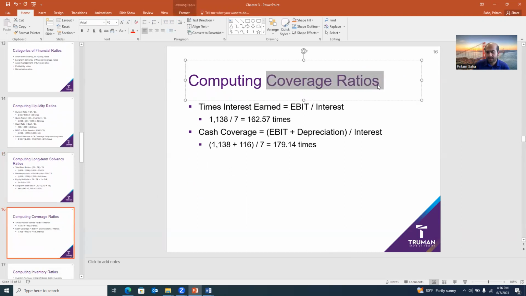Coverage ratios. Coverage ratio is trying to tell you how much operating profit you have to pay interest expense. Just to give you some heads up, if you borrow from bank as a loan, or if you issue debt like bonds, notes, something like that, you have to pay fixed interest each year. That's a fixed burden. We'll talk in later chapters.